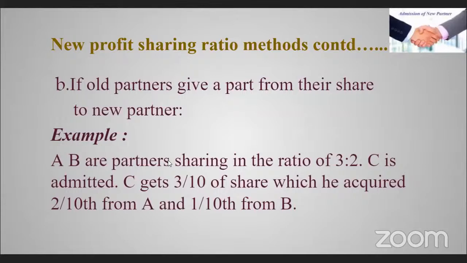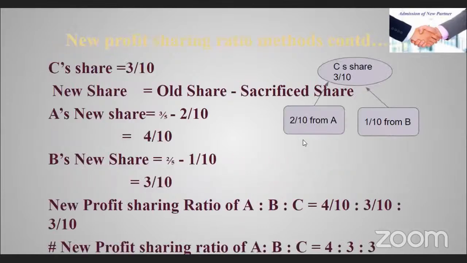When you find these kinds of lines, you are supposed to calculate the new profit sharing ratio by this method. Look at it. C is getting a total of how much? 2/10 from A and 1/10 from B. So let us calculate. A is sacrificing 2/10 and B is giving, not sacrificing, 1/10. How do you get the new share? Whole share minus sacrifice share.